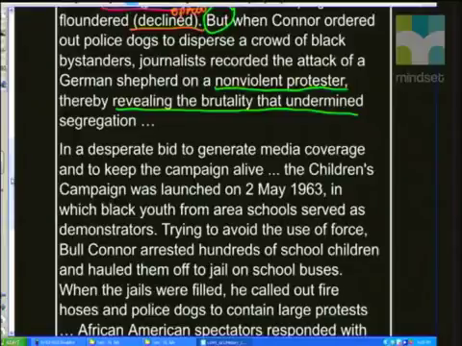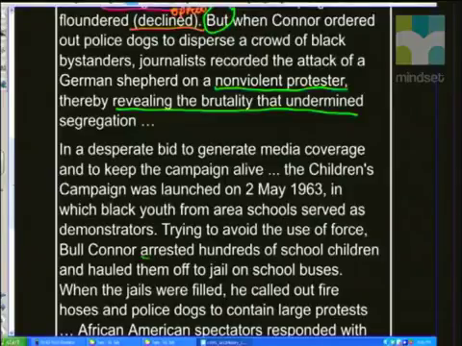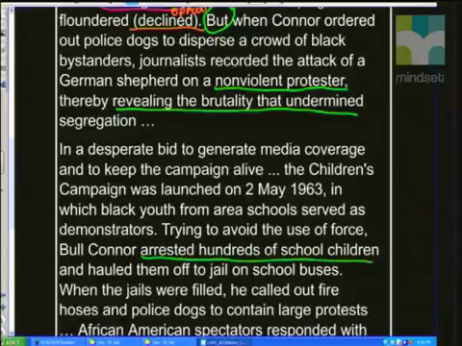In a desperate bid to generate media coverage and to keep the campaign alive, the children's campaign was launched on the 2nd of May 1963, in which black youth from area schools served as demonstrators, trying to avoid the use of force. So again, you can see that Bulkanya is trying to be non-violent. So he's trying to avoid the use of force. Bulkanya arrested hundreds of school children. I'm going to underline that again because it's going to lead on to something. Okay. So Bulkanya arrested hundreds of school children.